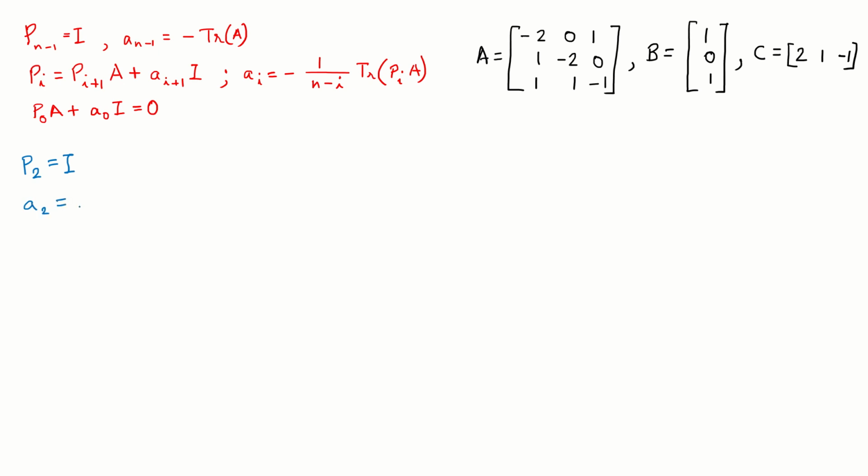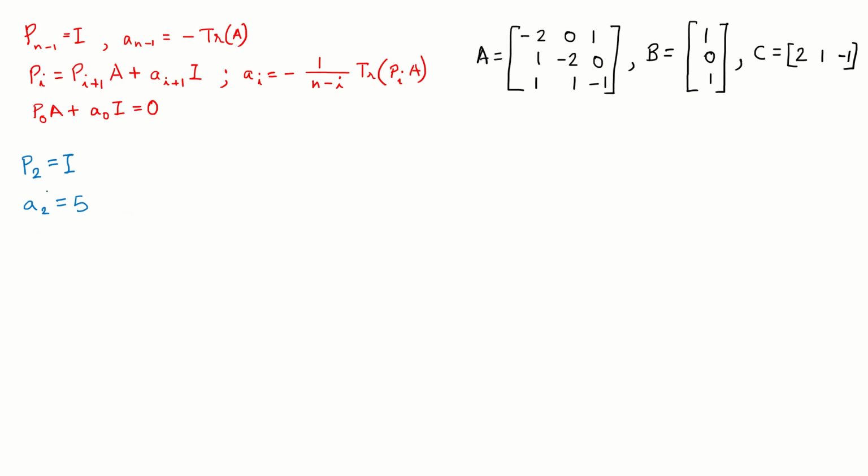A2, what will be A2? A2 is minus trace of A. I hope you know what trace is. Trace is the sum of the diagonal elements. In any matrix, we can always find out the trace of the matrix. The diagonal elements here are minus 2, minus 2 and minus 1. Sum is minus 5. So minus of minus 5 is 5. A2 is a scalar, P2 is a matrix. So A2 is 5. Now next we have to find out P1.